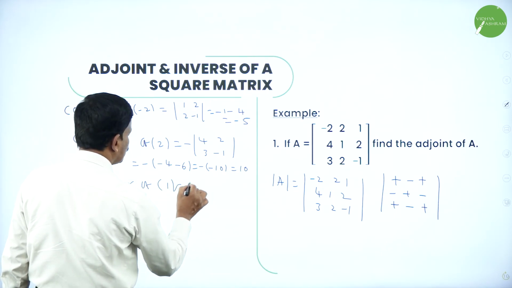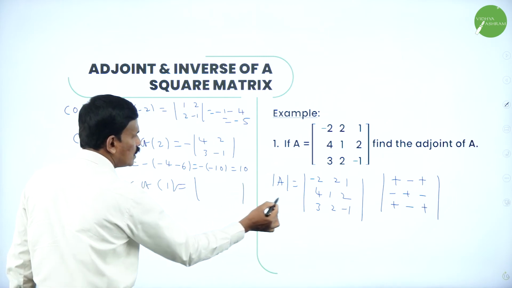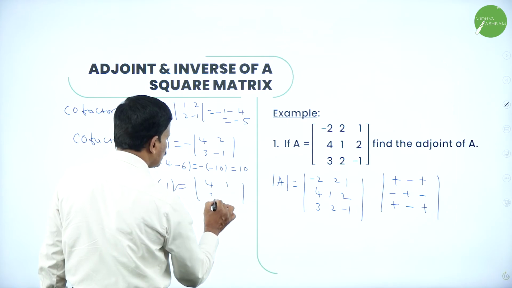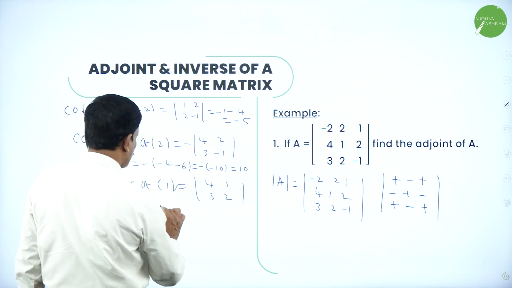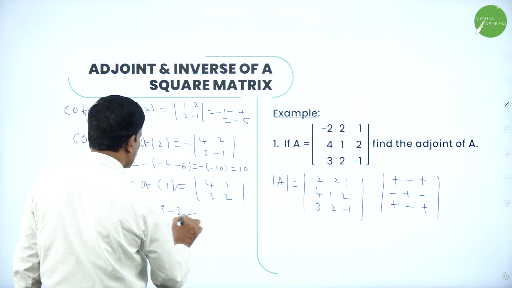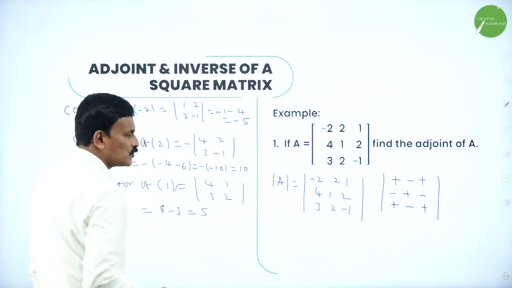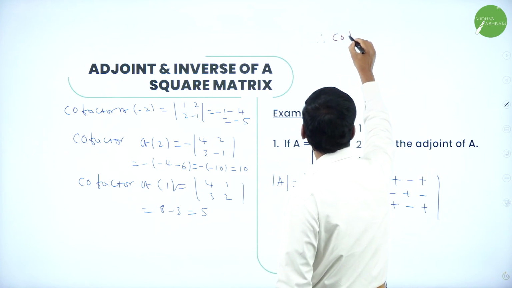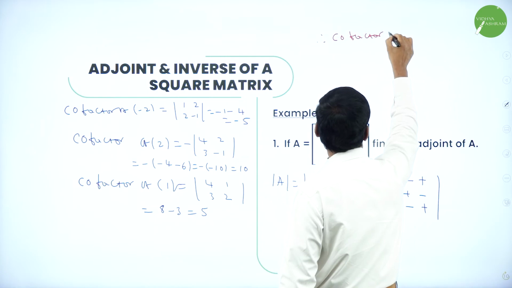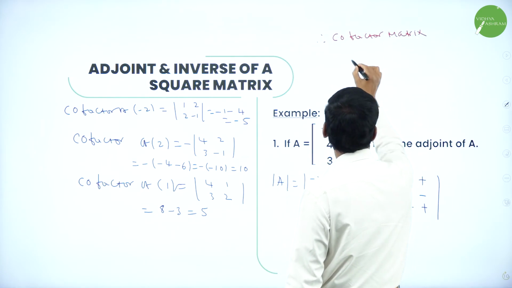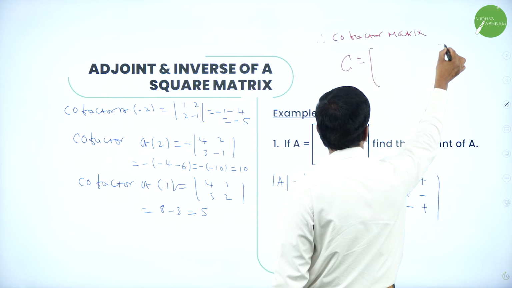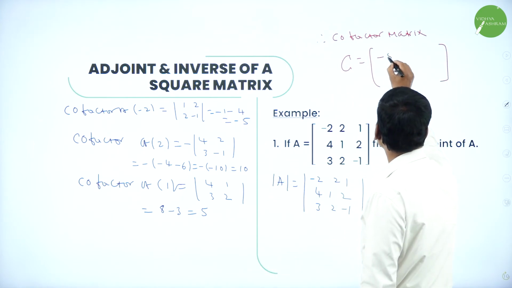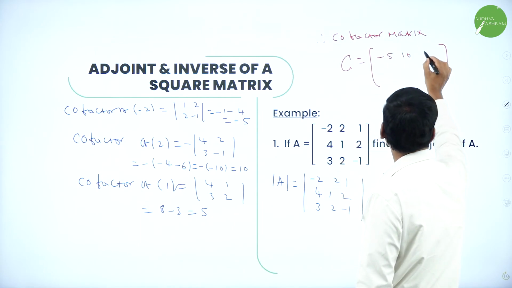the cofactor of the next element 1 is equal to, delete the row and column containing 1, what is left over? 4, 1, 3, 2. Simplify this: 4 times 2 is 8, minus 3 times 1 is 3, 8 minus 3 is equal to 5. So, I will write the cofactor matrix here. Therefore, the cofactor matrix C is equal to, what is the first row? Minus 5, 10 and plus 5.